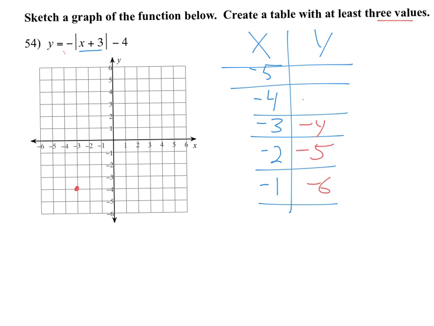If I go to -4, -4 plus 3 is -1. The absolute value makes it +1. The negative up front makes it negative. So -1 minus 4 is -5. If I plug -5 in, I'll get -6 as the answer. This graph is going to look like this after I plot these points.